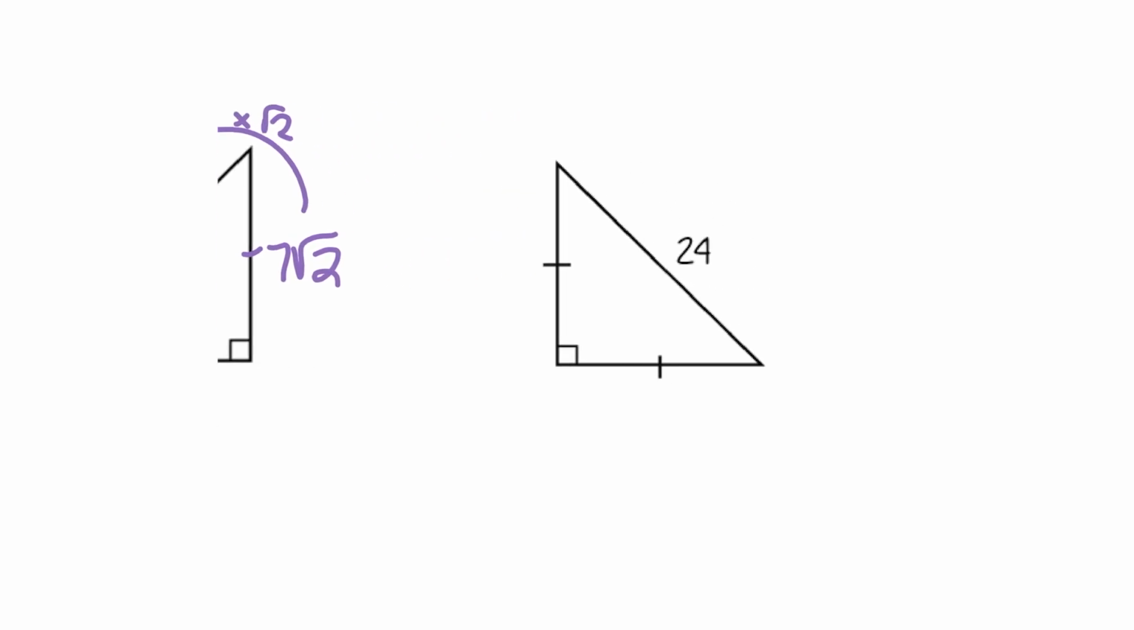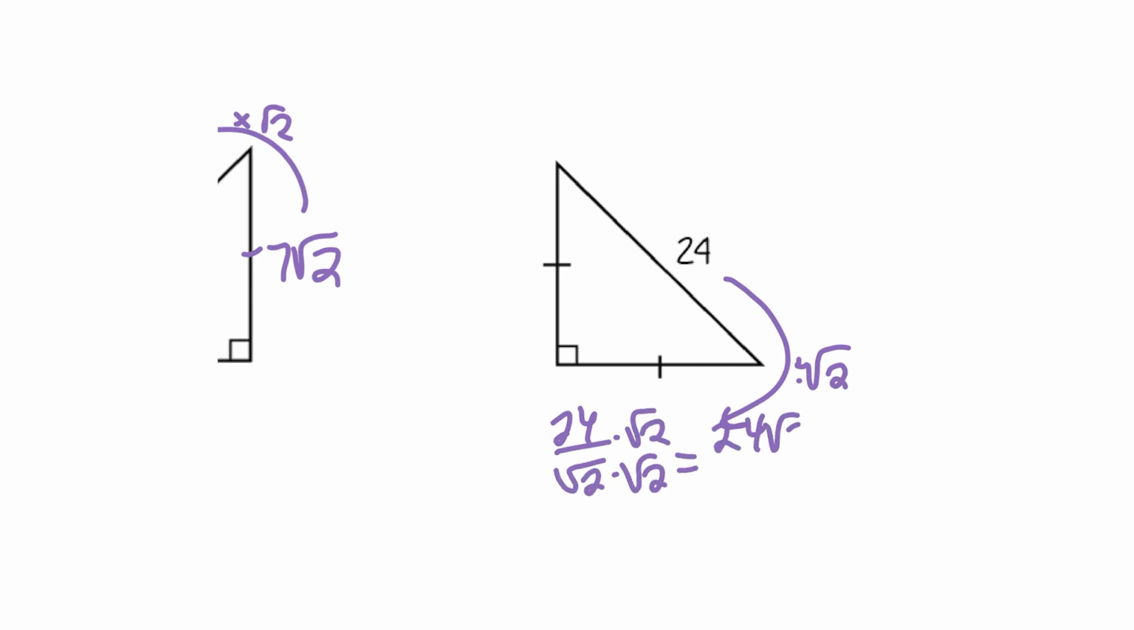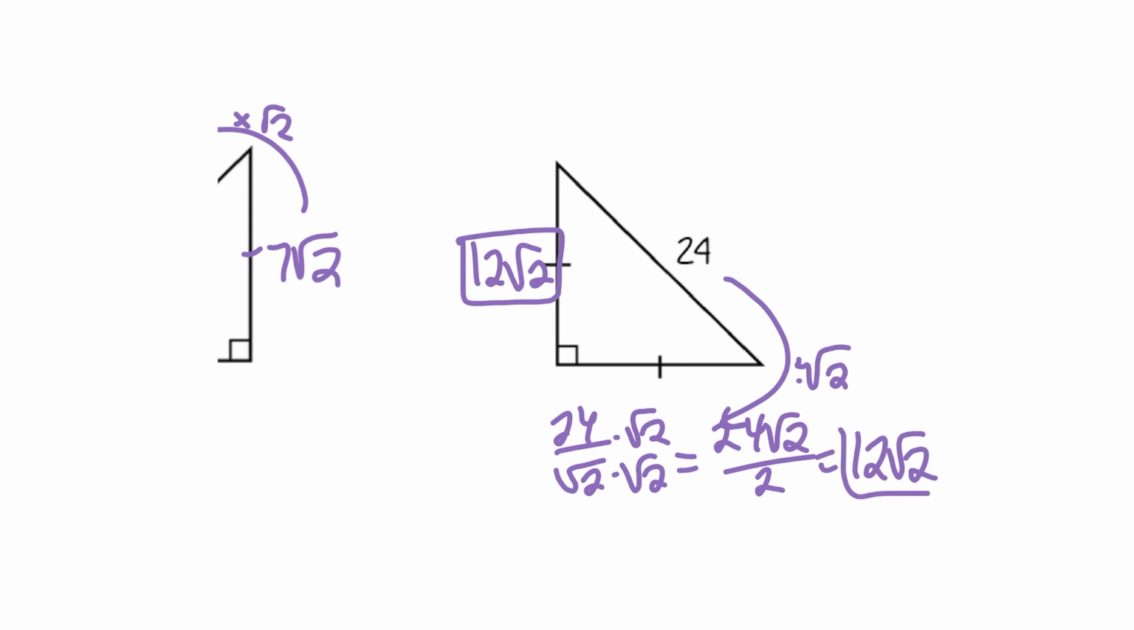And in this last example, our hypotenuse is 24. We need to divide root 2 out to find our leg. 24 divided by root 2. You have to rationalize the denominator here to get 12 root 2. So our legs are both 12 root 2.